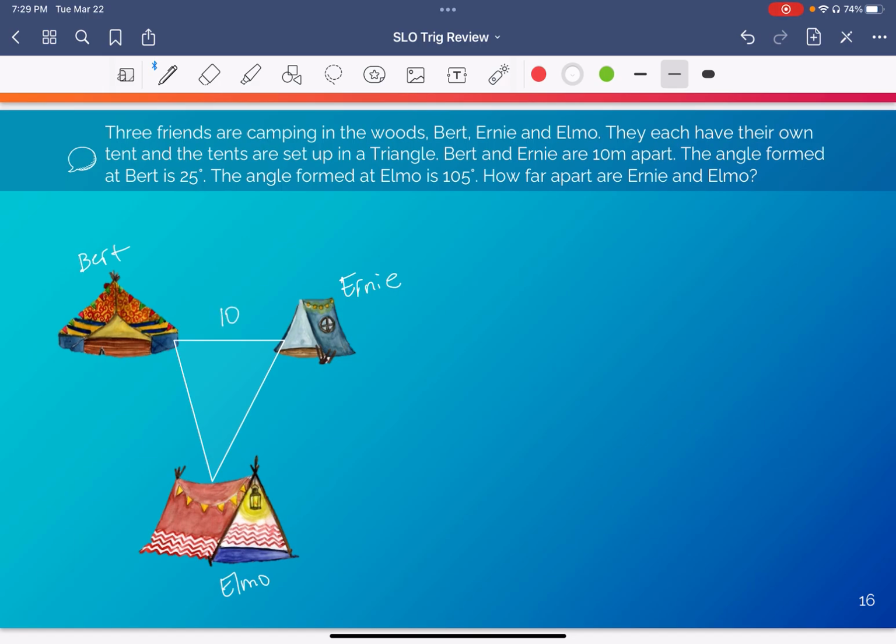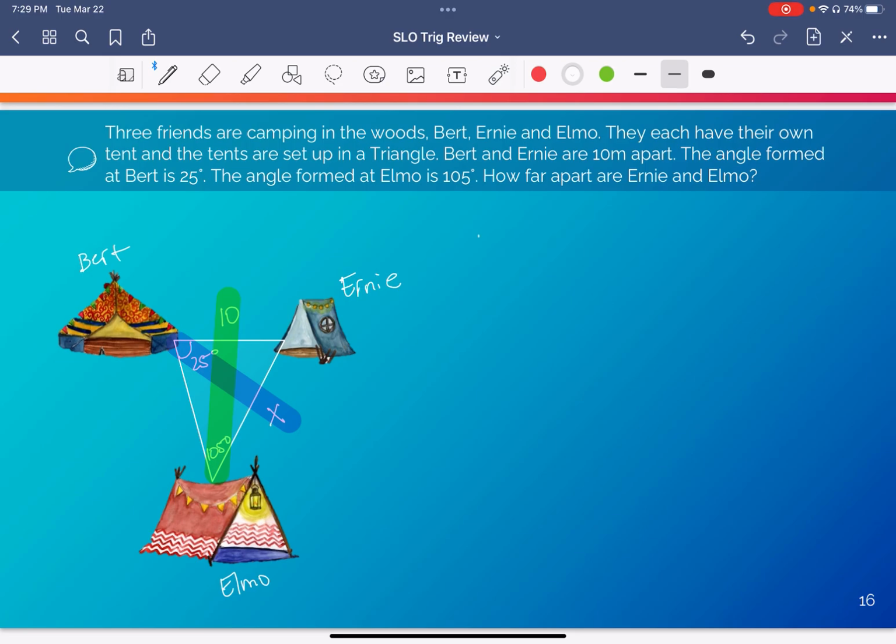So Bert and Ernie are 10 meters apart. The angle formed at Bert is 25 degrees. The angle formed at Elmo is 105 degrees. How far apart are Ernie and Elmo? So I do have a pair. I can see that right here in front, in the middle. And then the other pair that I'm trying to solve for.